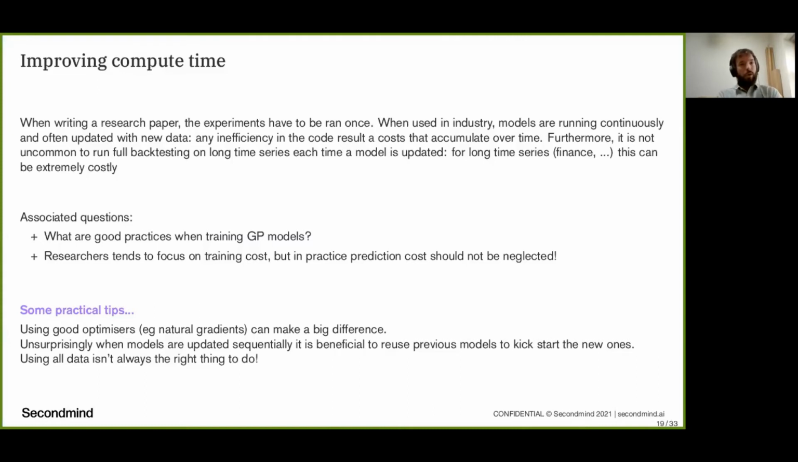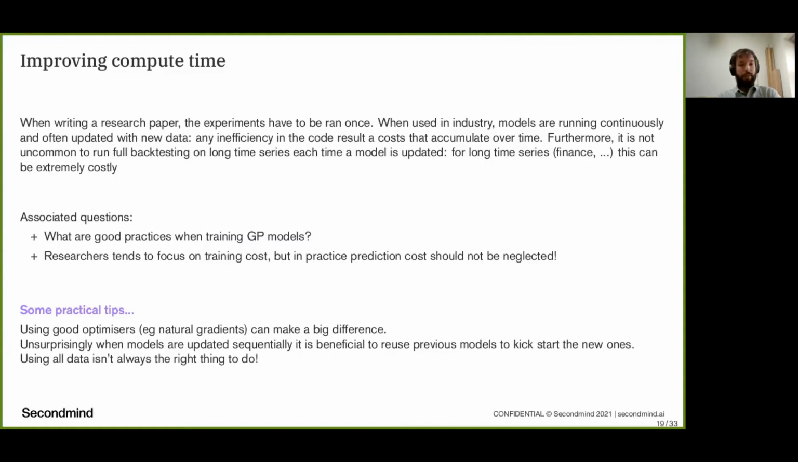So the associated question to reducing compute times is: what are the good practices when training GP models? Maybe another thing is, as researchers, we tend to focus on the training cost, because what we do is train a model and use it to predict once. But in practice, prediction cost is also something that should not be neglected, especially if you use your model in a live environment.